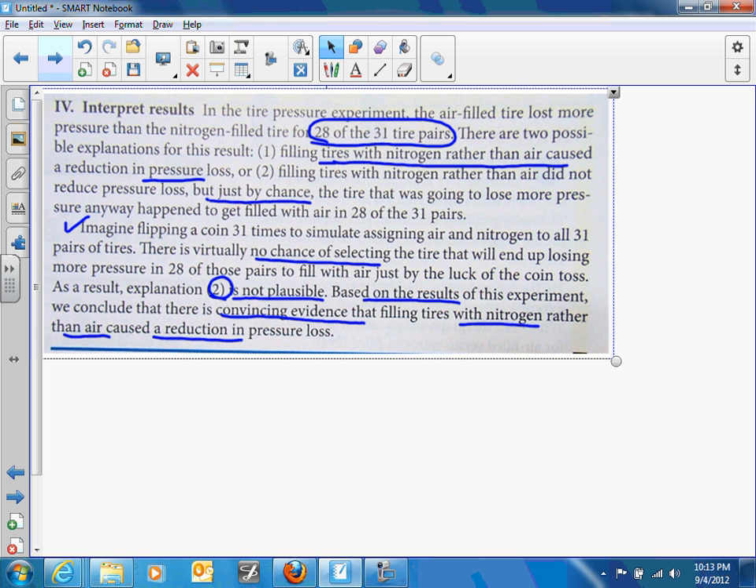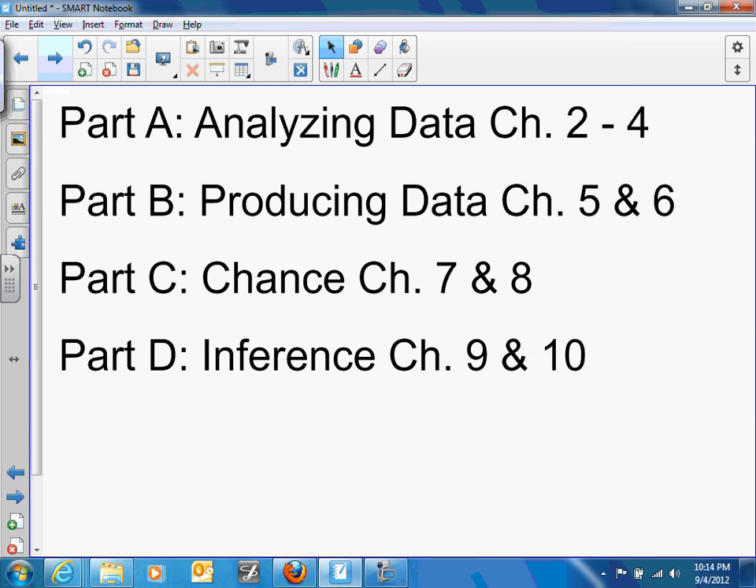All right. Now, you're not going to have to do all 4 of those things right off the bat. We're going to do it step by step, chapter by chapter. So, the first part you're going to do is part A. We're going to analyze data, chapters 2, 3, and 4. Once we are done with those 3 chapters, we're going to go into part B, which is producing the data. So you're going to start doing experiments, you're going to start doing observational data, and that's going to be in chapters 5 and 6.